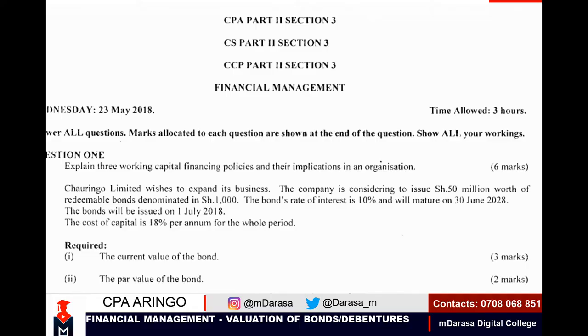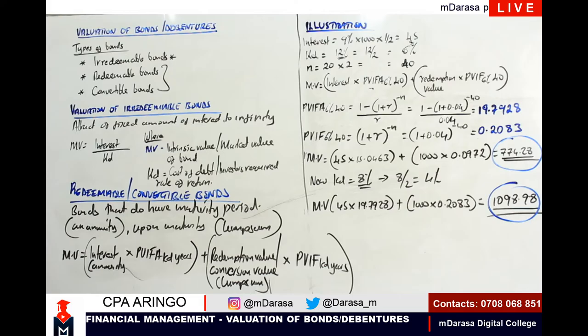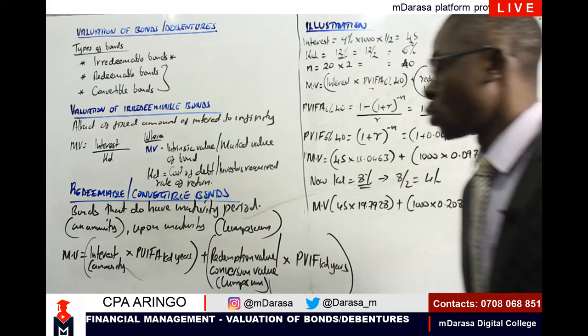So given such a question, my good students, what are you going to do? The first thing that you need to do is to smile. Because at this point, we know very well that we are dealing with redeemable bonds. So therefore, that will be easy to work out. So long as you've noted that you're dealing with redeemable bonds, the first thing that you need to do, this is what we'll be having.